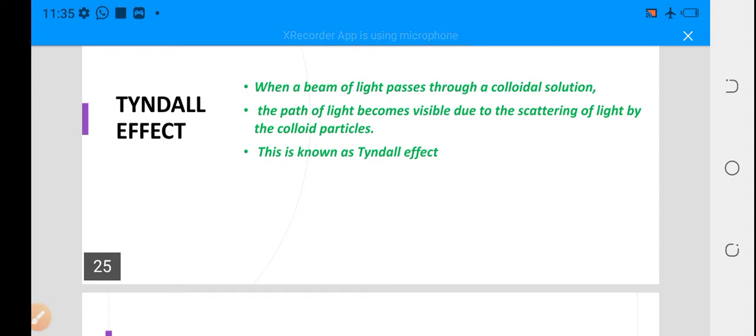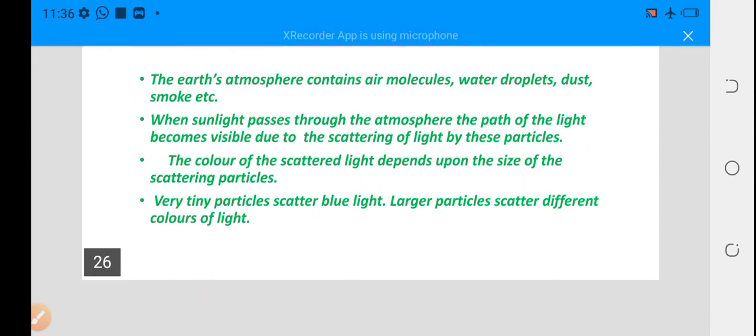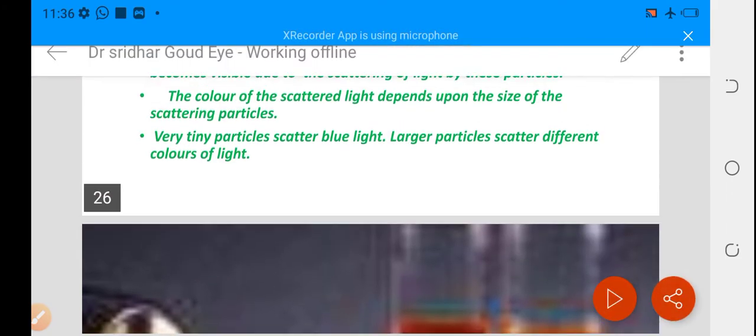What is the Tyndall effect? When a beam of light passes through a colloidal solution. What is a colloidal solution? It might be a sugar solution, or any other type of liquid solution. When a beam of light passes through a colloidal solution, the path of light becomes visible due to the scattering of light by the colloidal particles. This is known as the Tyndall effect. Here you can see this figure. The light is passing through, and we clearly see it in this bottle.